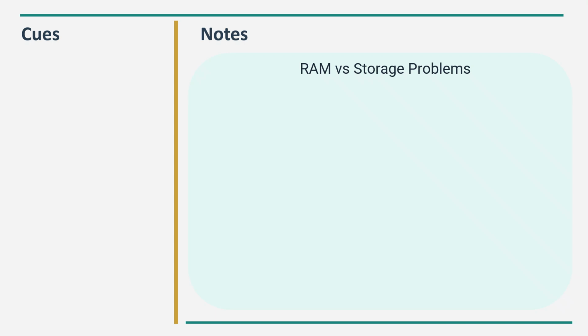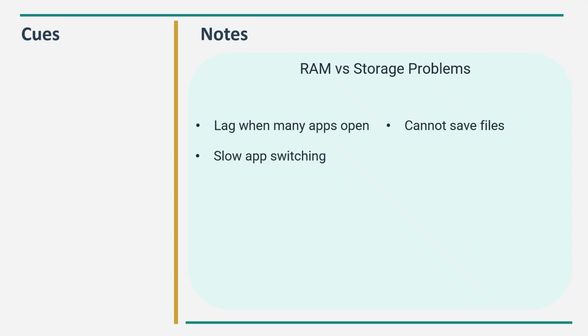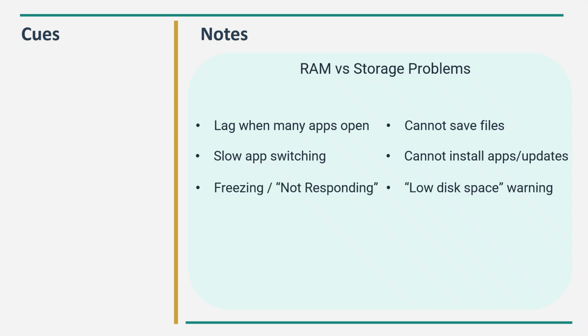Knowing the difference between RAM and storage will help you. So here's a table to distinguish between the two. For RAM, you lag when there's too many apps open. Storage, you cannot save files. RAM, there's slow app switching. Storage, you cannot install apps or updates. RAM, there's freezing or not responding. And storage has a low disk space warning. RAM has delayed typing, while storage has no temporary space.